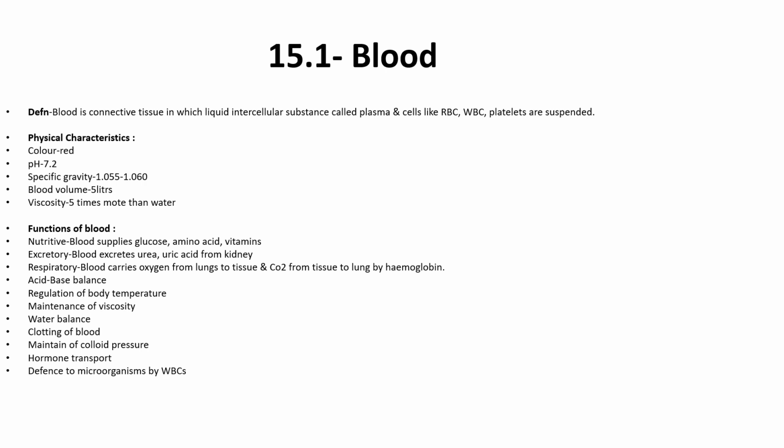It supplies glucose, amino acids, vitamins to all body parts. Excretory: it excretes unwanted substances from the blood, that is urea, uric acid, creatinine, from the kidney. Respiratory: blood carries oxygen from lungs to tissue and carbon dioxide from tissues to lung by the hemoglobin transport.